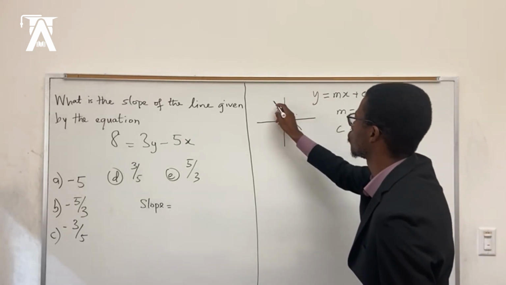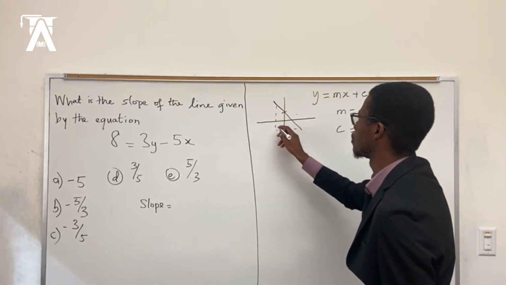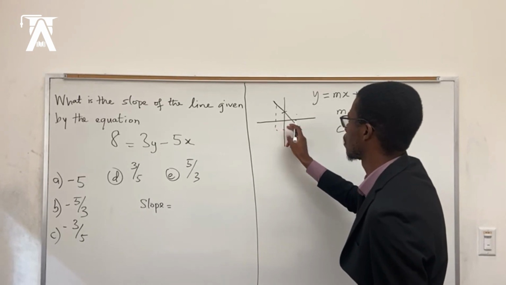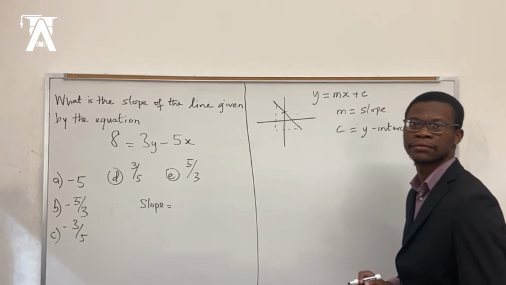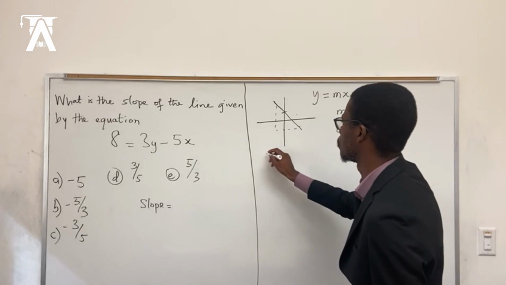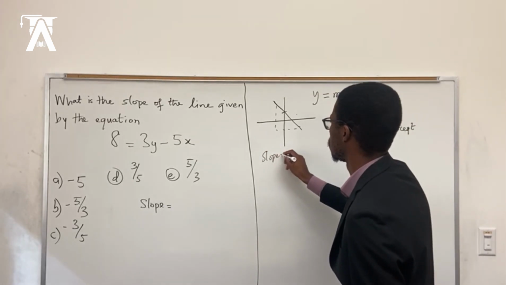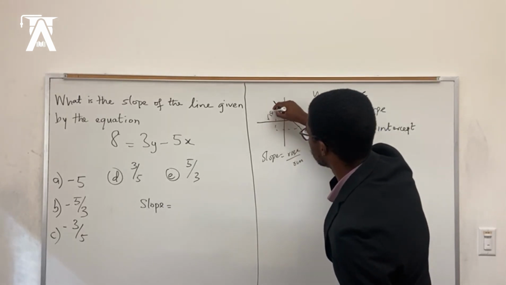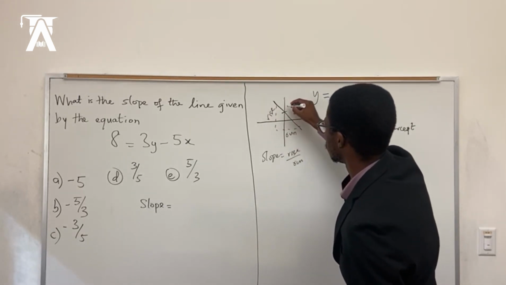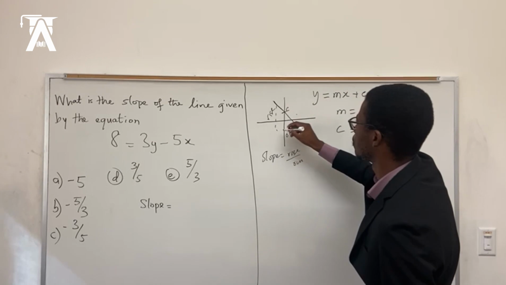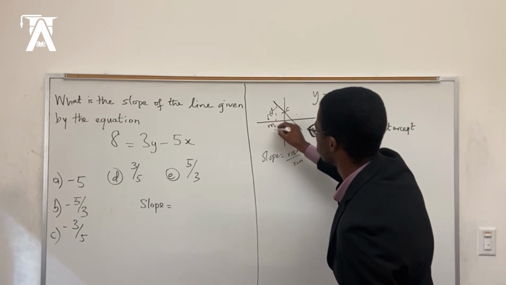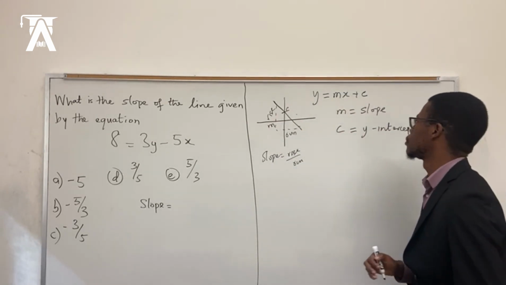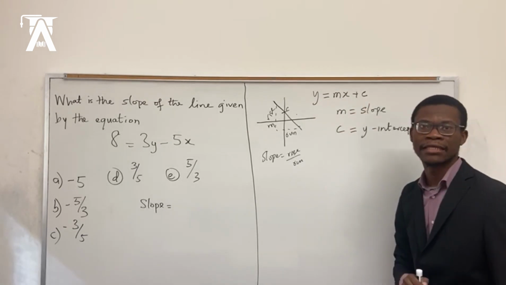Then to find the slope of the line, this is the slope of the line. Rise over run is rise divided by run. This is the rise and this is the run. So this is c and this is m. All right, so this is the standard linear equation.